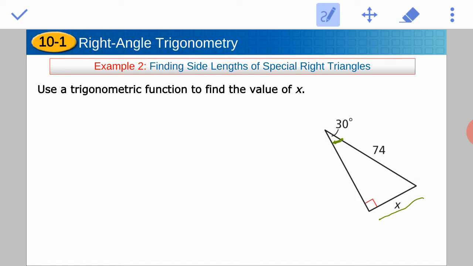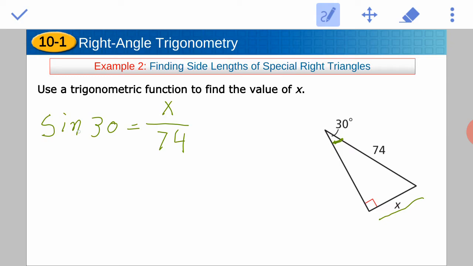Our job is to find a trigonometric function that relates the opposite to the hypotenuse. You ask yourself, what trigonometric ratio relates the opposite to the hypotenuse? Exactly, it's sine 30. So we can write our equation. Sine 30 is equal to the opposite x over the hypotenuse 74.